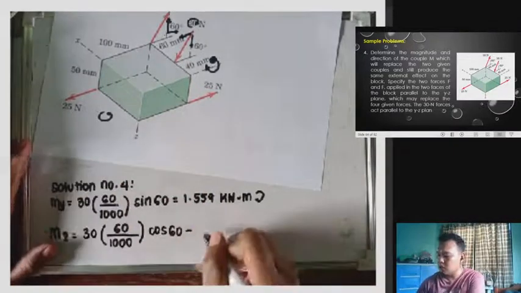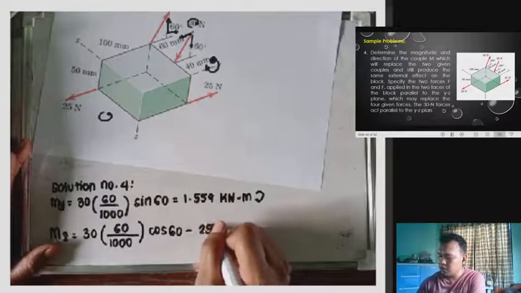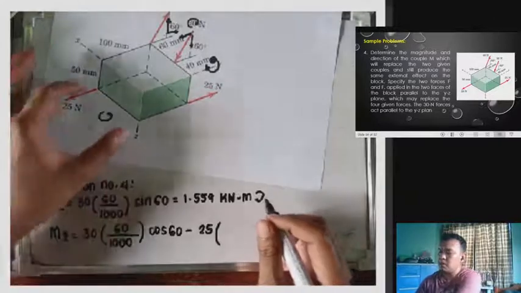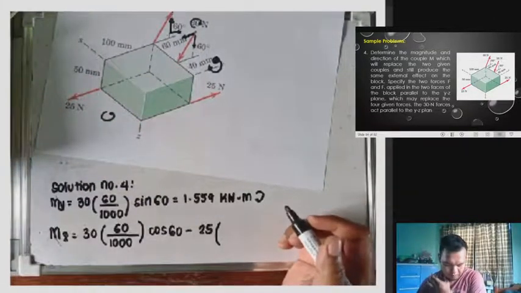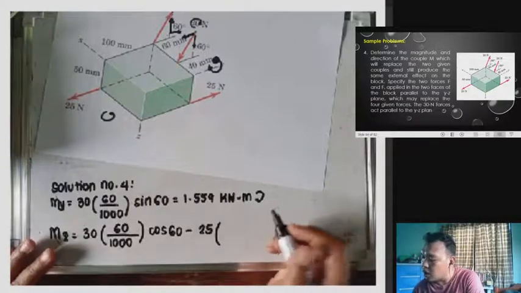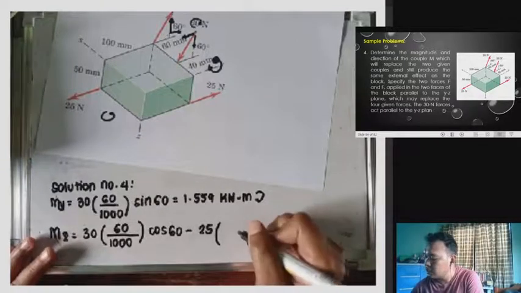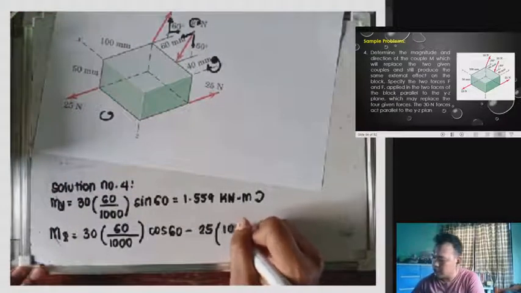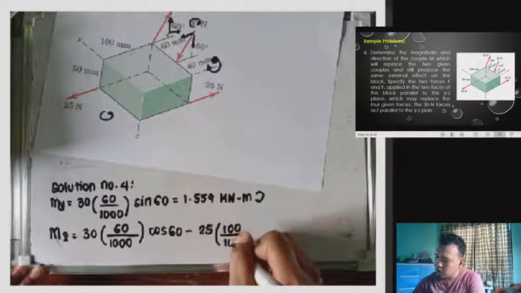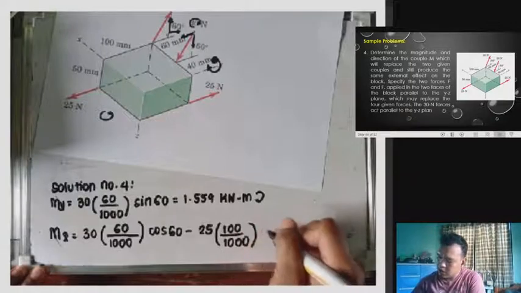Minus counterclockwise which is 25 kilonewton multiplied by perpendicular yung distance nila which is equivalent kay 100. So, 100 kasi ito, 100 din to. 100 all over 1,000 equals.